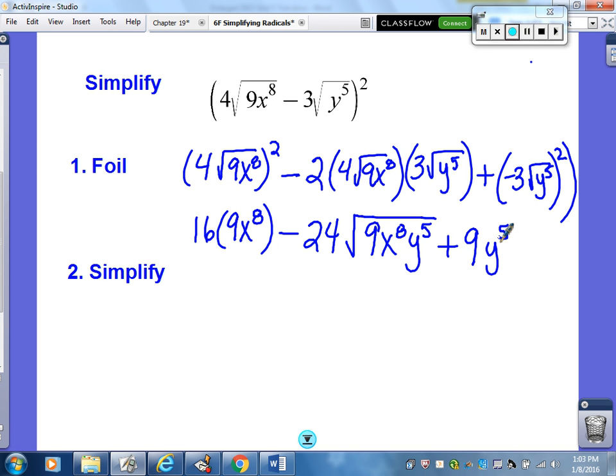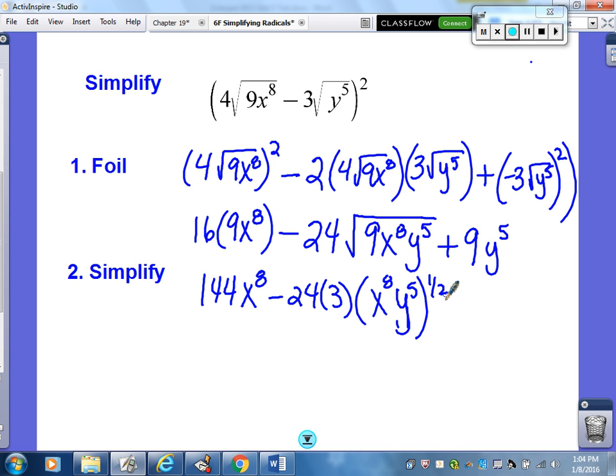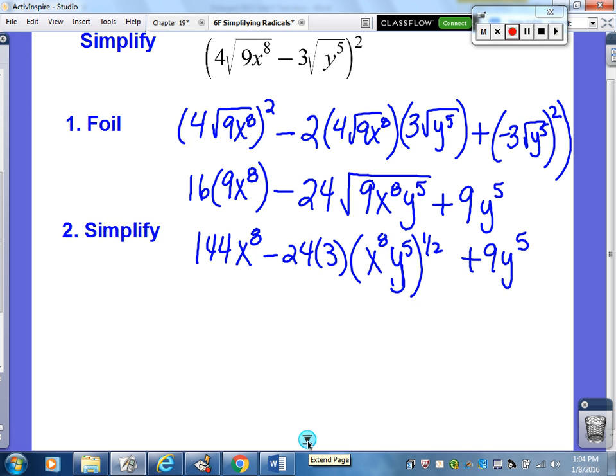All right, let's continue to simplify. 16 times 9 is 144 x to the 8th. This term here, again, you may be starting to be able to simplify this without changing it to a rational. If you need to change it to a rational, what's it going to be? Well, I got 24. The square root of 9 is 3. And this is going to be x to the 8th y to the 5th to the 1/2. That I don't have to do anything with. I'm just working on the middle. The middle is typically what you're going to have to simplify.